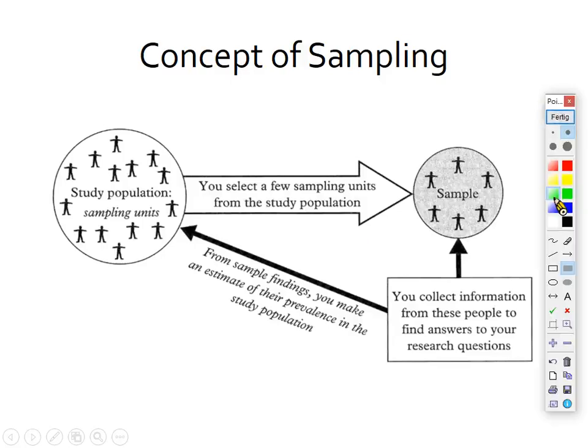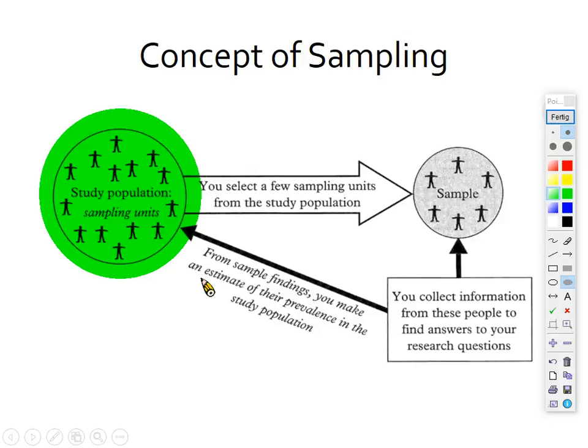Look at this one. We start with a study population. For example, the purpose of my study is to investigate our students' attitude toward environmental protection, right? So the study issue is attitude toward environmental protection, and the study population is Windsor students. So basically, this is the study population I'm talking about.